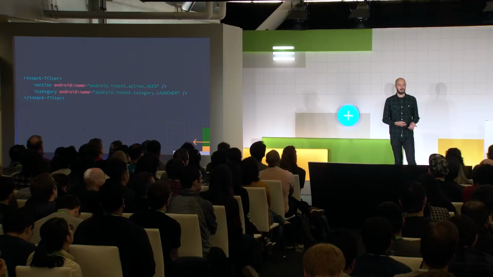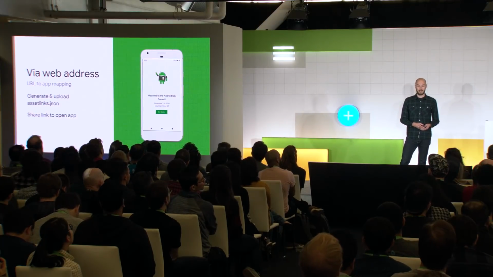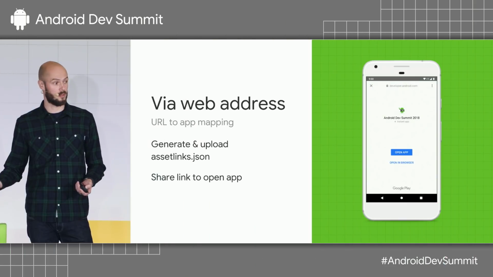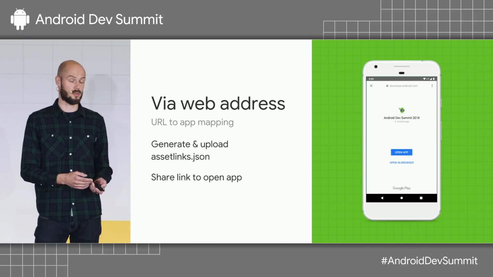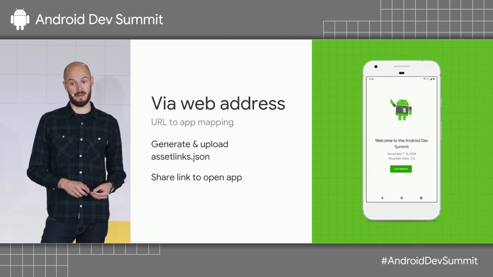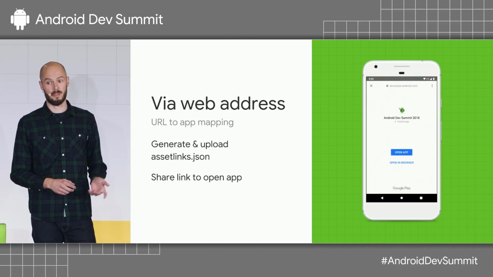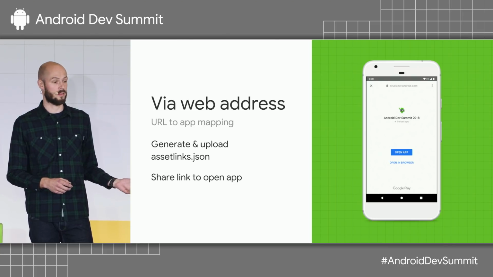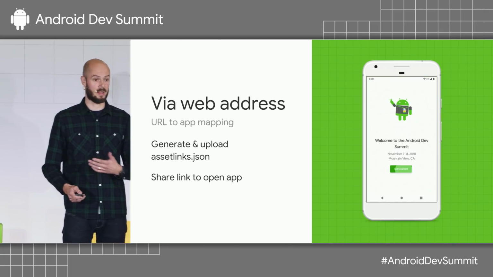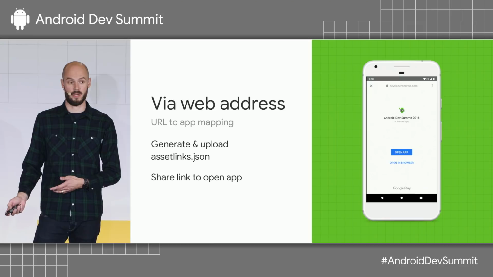But what if you want to have your app available with a URL mapping? That allows you basically to access your app through any URL that you have associated with your app. The first thing you have to do is verify that you own the domain. To do that, you generate and upload an asset links JSON file. There's a couple of helpers online that verify whether the file you uploaded is correct and that the mapping in your app is correct with that as well. And then you can share the link with anyone, and they can open the app straight away.